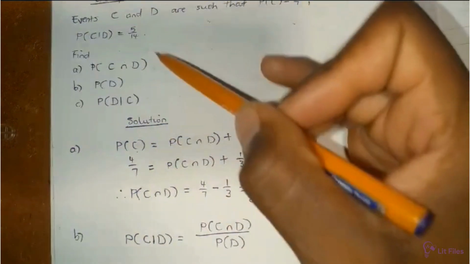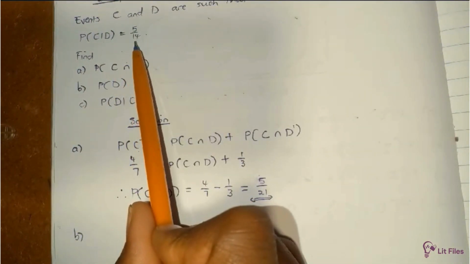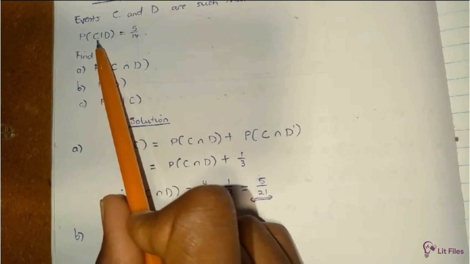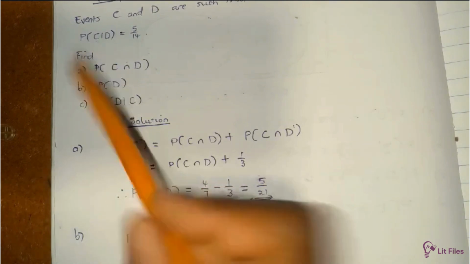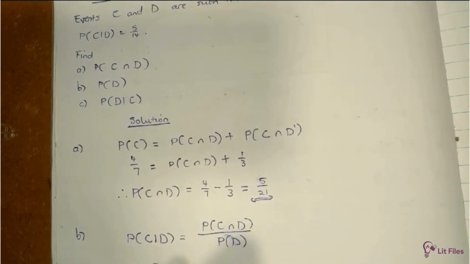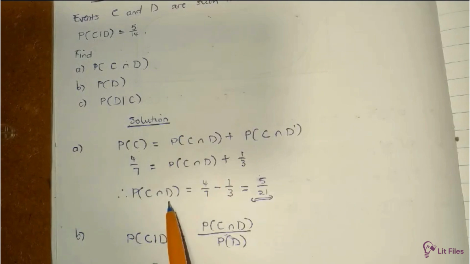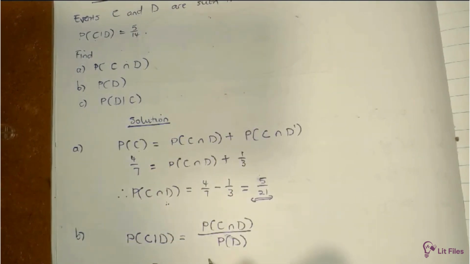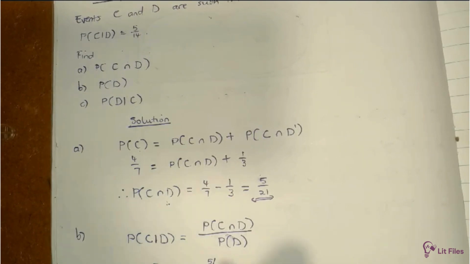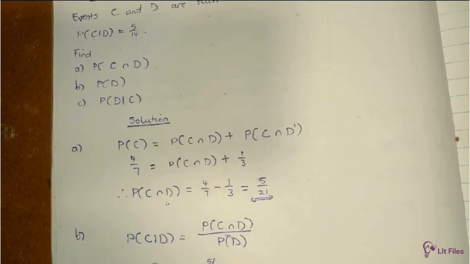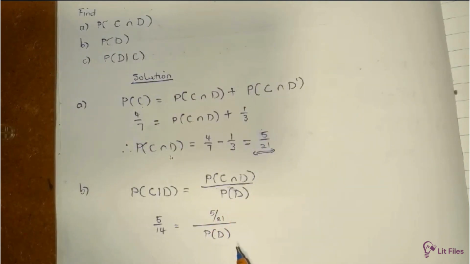So we now just substitute the conditional probability of C given that D has taken place. We said it's 5/14, and then we have the intersection. We found the intersection on the previous part A. It's 5/21. Then all this we divide by the probability of D.